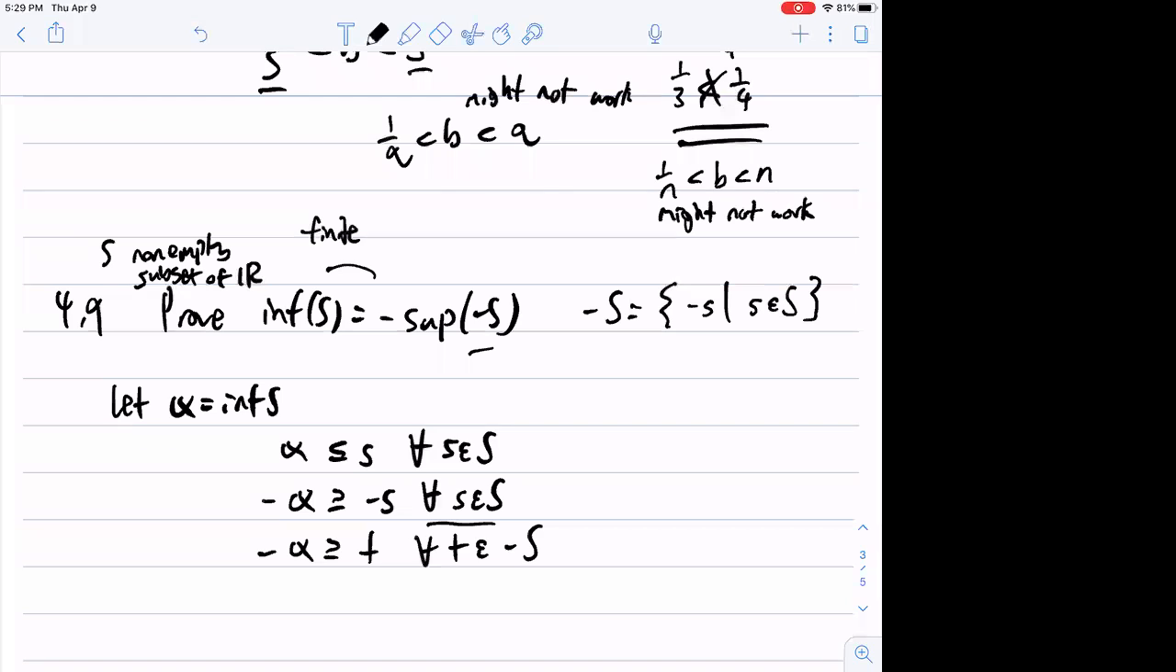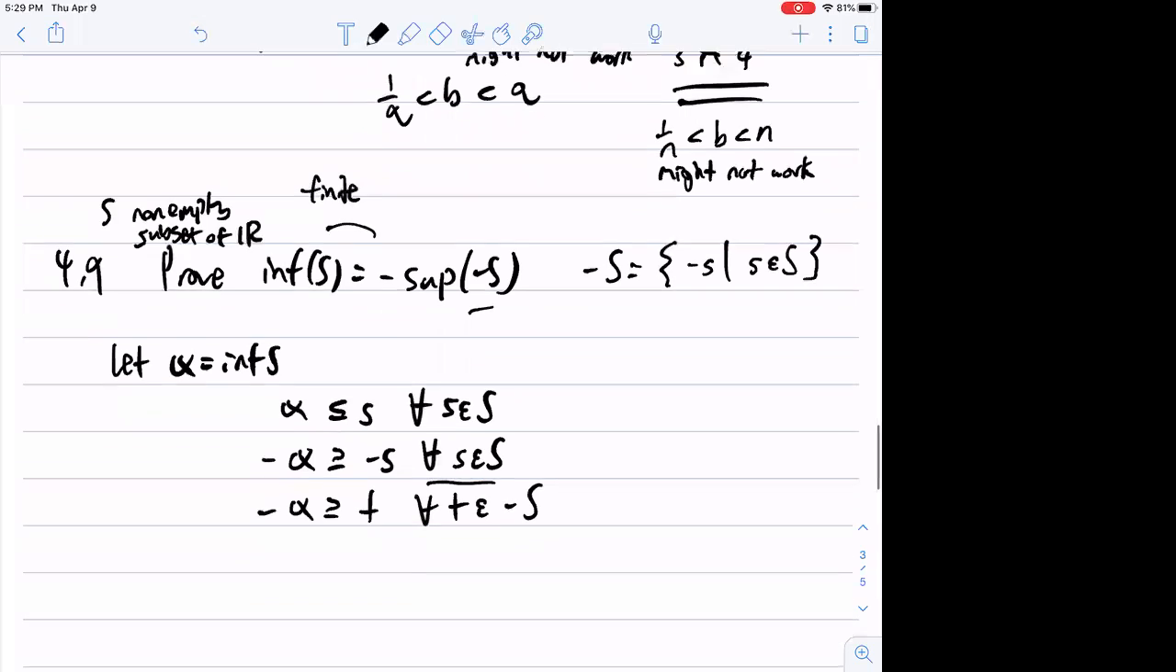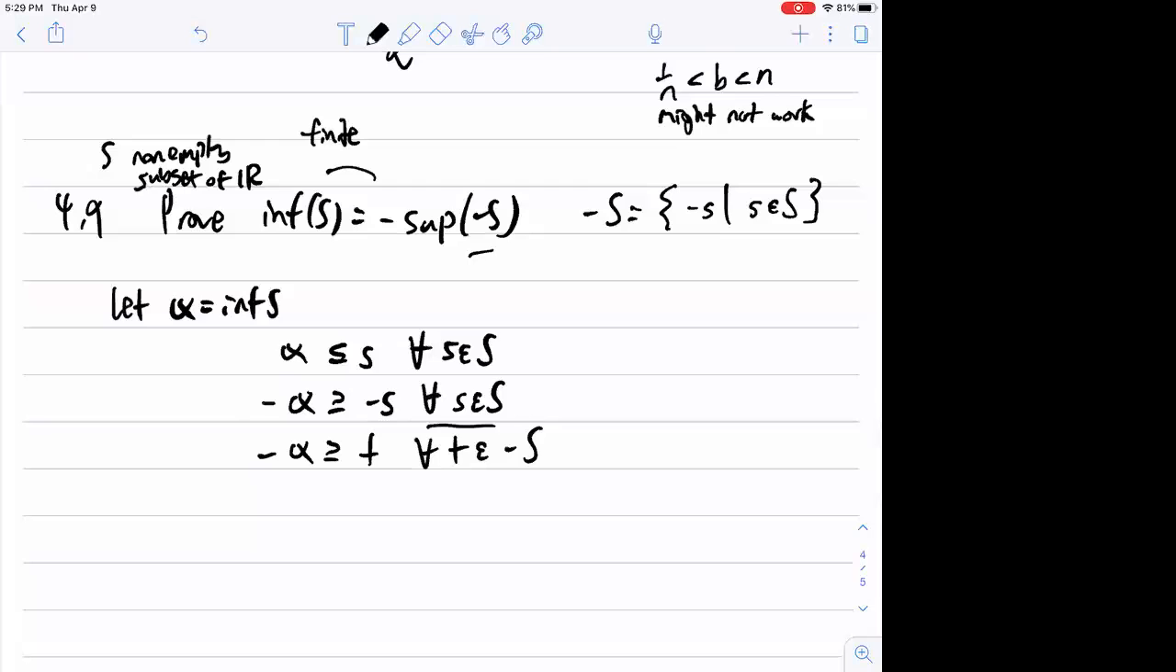So again, if little s runs through all elements of big S, then negative little s runs through all elements of big negative S. So basically, I could write negative alpha is greater than or equal to t for all t in the set negative S. Now you're pretty much done, because what does this mean? What is negative alpha here? It's bigger than every element in negative S.